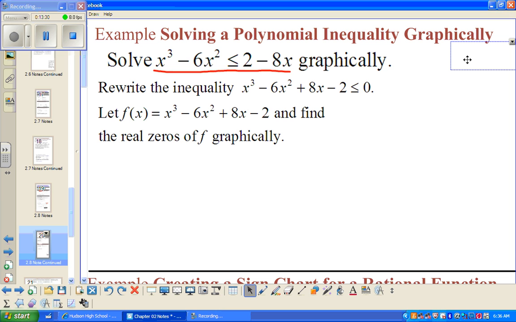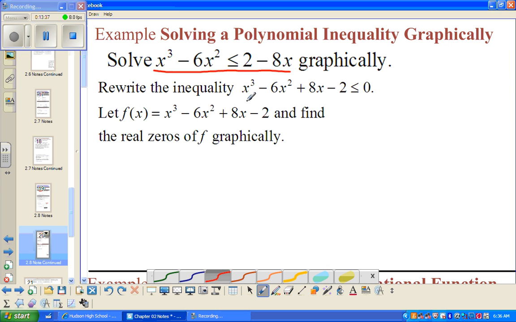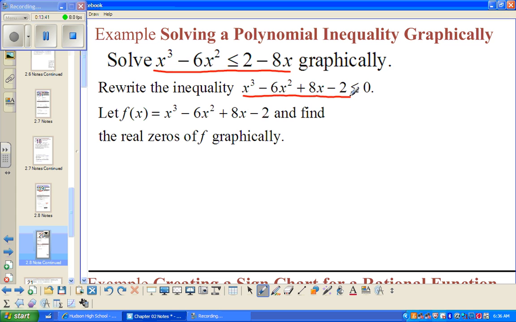Now, graph the polynomial that you have. Graph y equals x cubed minus 6x squared plus 8x minus 2. And then I want you to find the zeros. Your sub can, or you can, pause this right now and give everybody a chance to find those graphically.